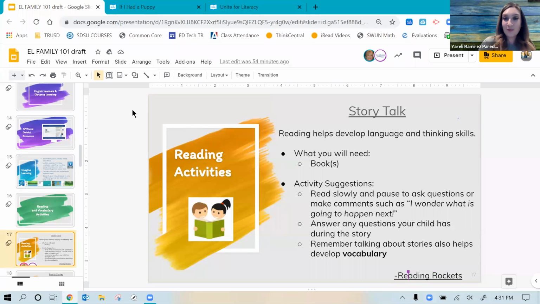Before I do move on with this story, have you done something similar at home? You can go ahead and put it in the chat or come off mute and share maybe something that you've done when you've read a book with your child.